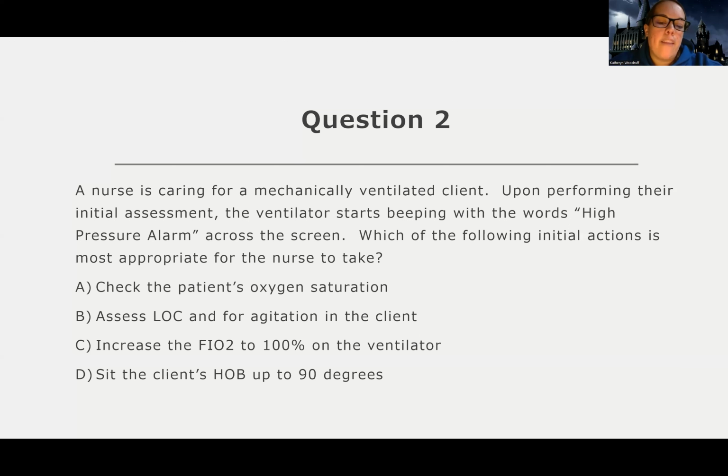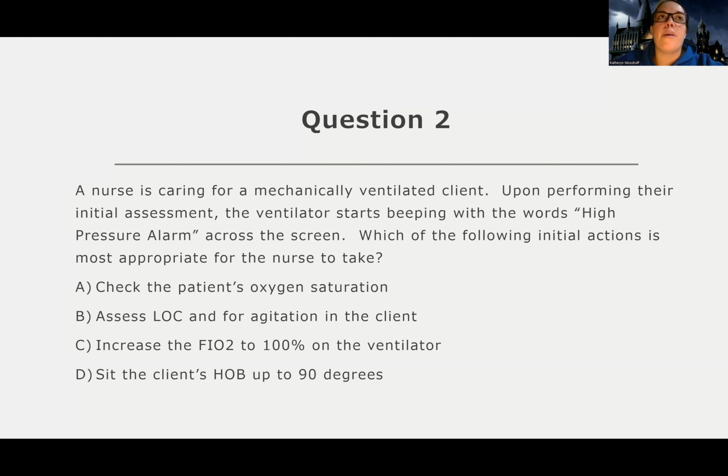The next one says sit the client's head of bed up to 90 degrees. This goes back to the last one: I could sit their head of bed up, but that is not necessarily going to get to the root cause of their alarm. So I would have to go into my mind bank about what I remember about high pressure alarms. Just as a reminder, with high pressure alarms, you always want to think about where there could be an obstruction, a kink, or resistance in either the tubing, in the patient, like in their mental status, agitation, how awake they are, or in their lungs, where there might be stiff, rigid lungs. So I need to get to the bottom of the cause, because a high pressure alarm is not going to clear itself.